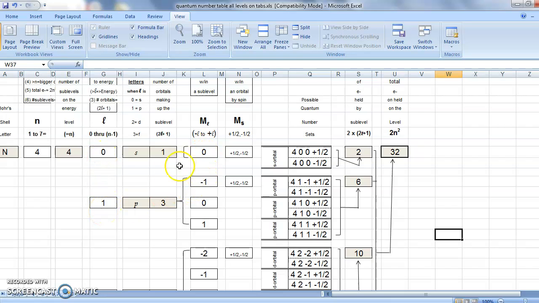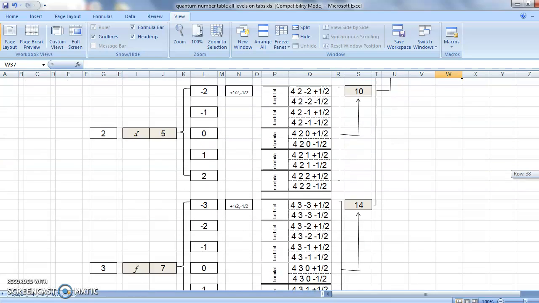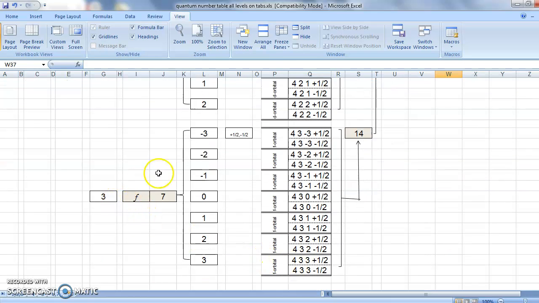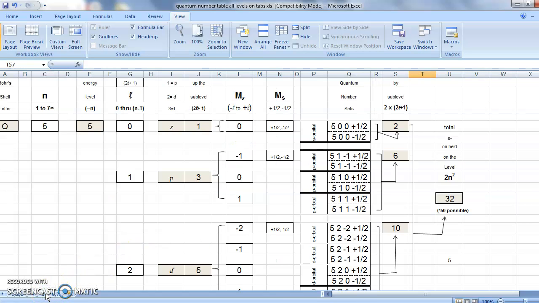The third number is always allowed to be minus the second number to positive the second number. So if it's a 1, it's allowed to be -1, 0, or 1. If it's a 3, it's allowed to be -3, -2, -1, 0, 1, 2, 3. That's the range. I just wrote 7 numbers because there's 7 orbitals making up the f sublevel. The fourth number can only be +½ or -½.